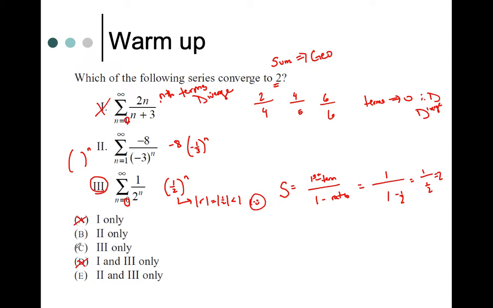So my answer is either C or E, right? Because B is out, because 3 definitely needs to be included in your answer. So my only issue is this one. So I look at this and I say, well, my common ratio is -1/3, and the absolute value of negative 1/3 is 1/3, and that is less than 1, right?